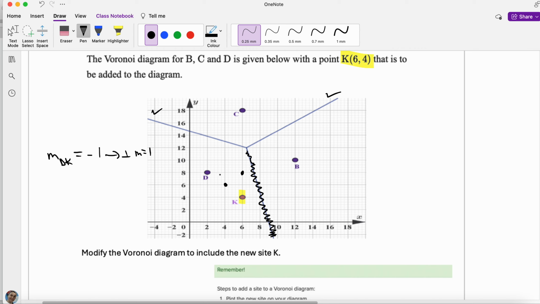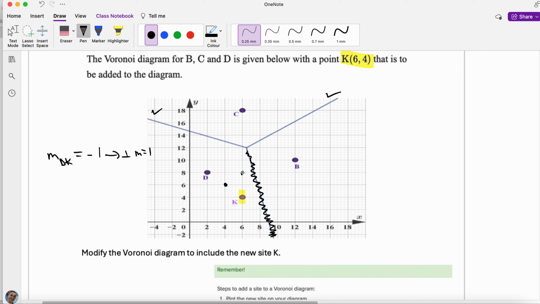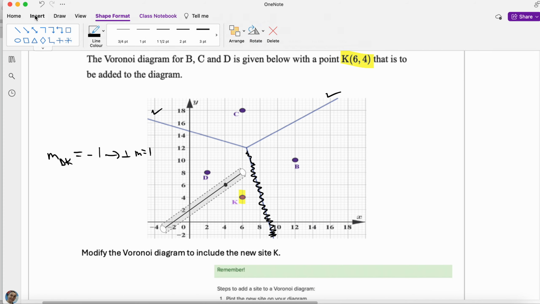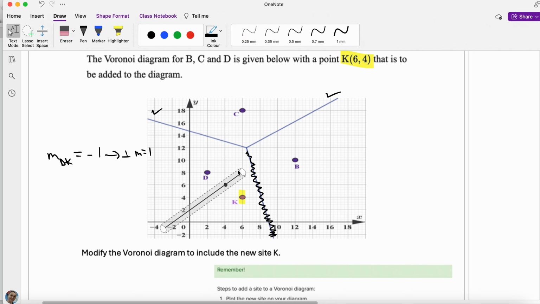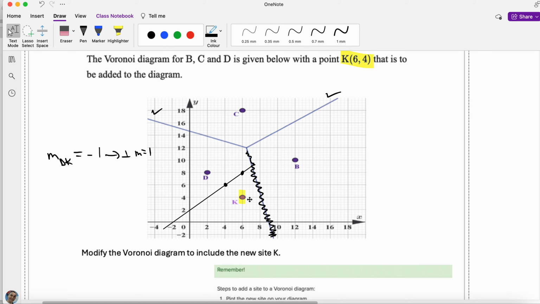I'm going to go 2, 2. Let's insert the line, something like this. How far do you stretch it? Until you meet another edge. Okay, so right now I'm just going to leave it like this, and then let's see what happens. Okay, so what we're going to have to do now is also split the K and the B.